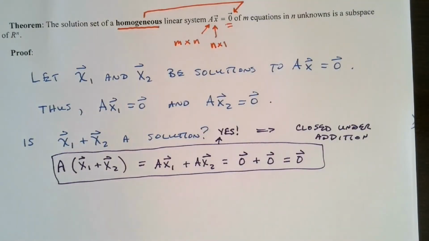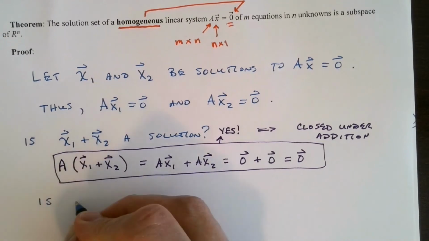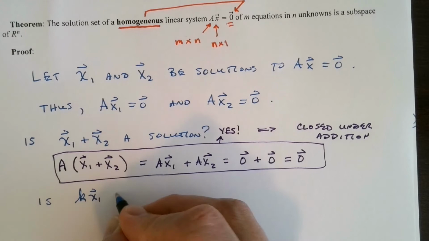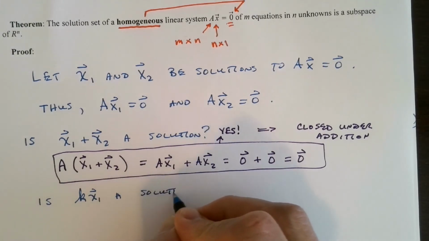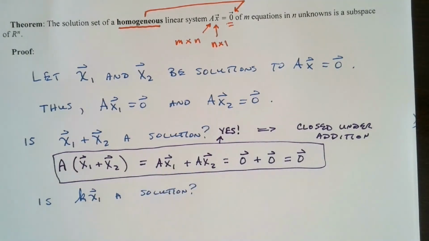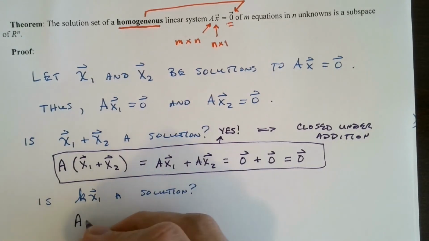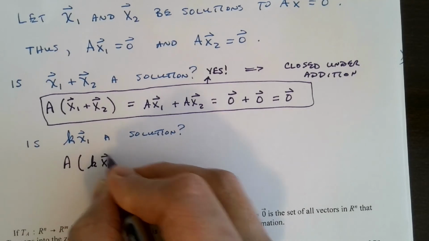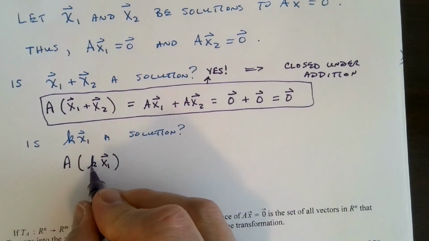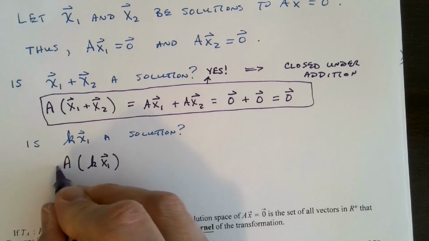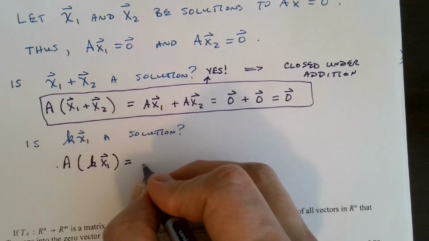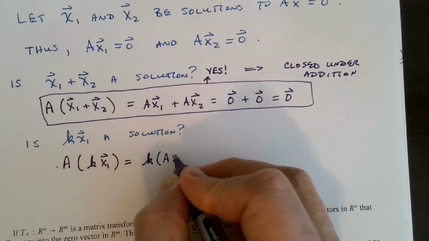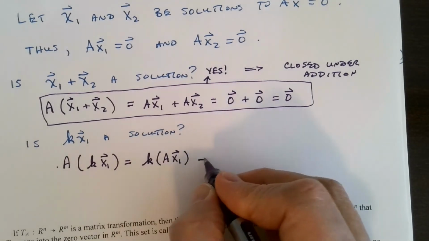What else do we have to show? Closure under scalar multiplication. So for any arbitrary scalar k, is k times x1 a solution? Again, pretty easy to show. I'm going to take A times k x1. And here's the thing about scalars. Scalars can come out anywhere in our matrix multiplication. I can pull it out in front, and then I've got this, same thing.